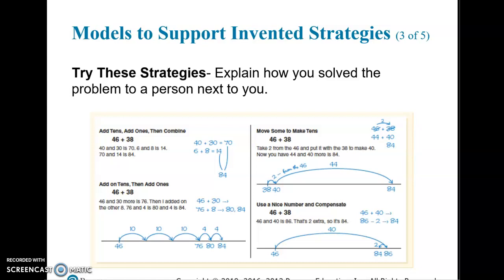Move some to make some tens. So 46 becomes 44, because you're subtracting 2, you're giving it to 38, which makes 40. 44 and 40 makes 84.